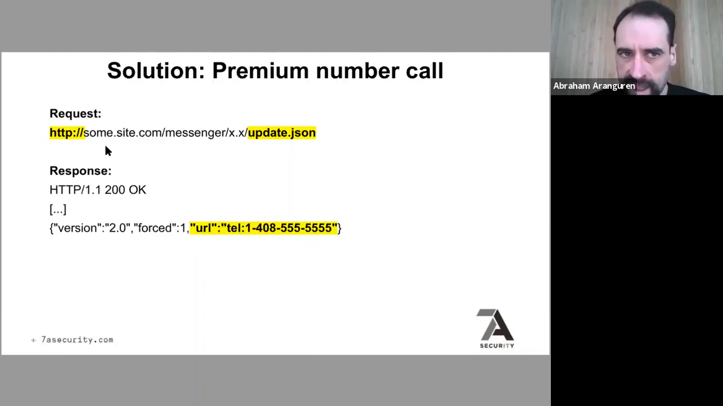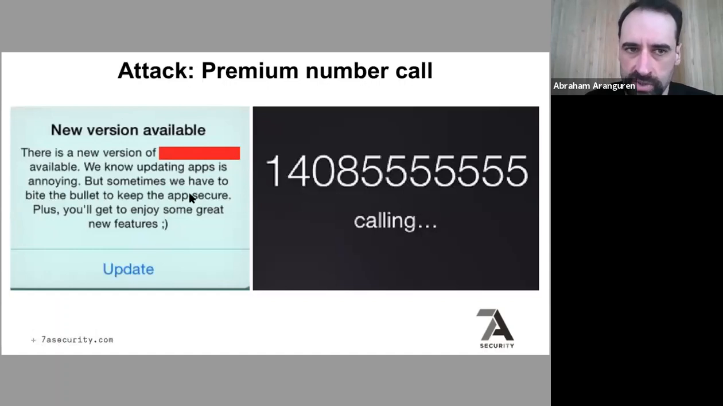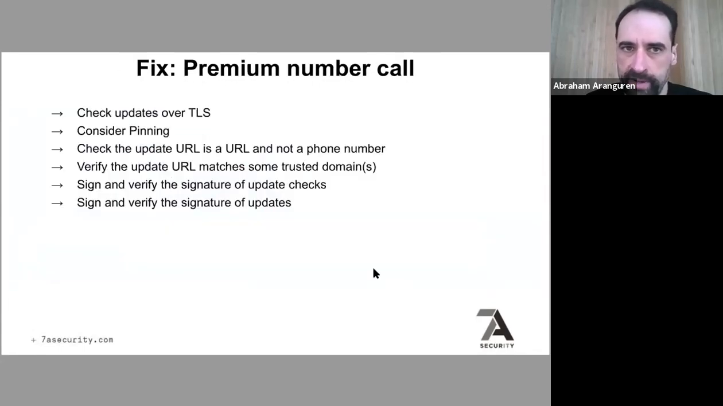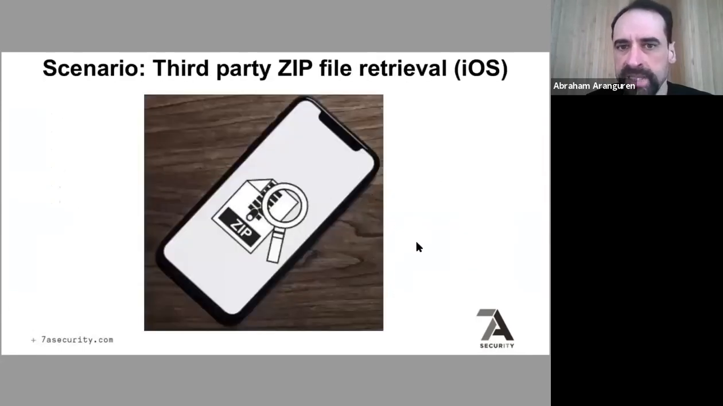One is that the update was being requested over clear text HTTP. The other is that the URL can actually be a phone number and it's not being validated by the application. So the application was showing the user new version available. And when you tapped on update, instead of updating the application, it was just calling a phone number, which would probably confuse the user, right? So you can make premium phone calls with a fake update, which was pretty cool, right? So this would be how to mitigate that.